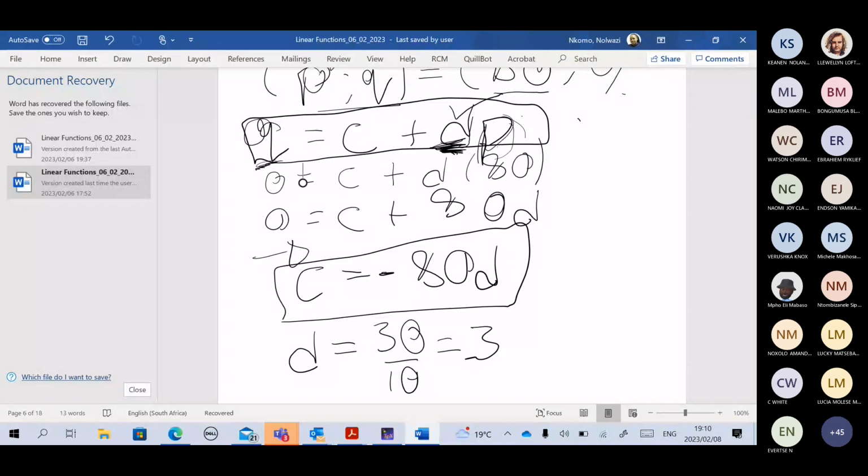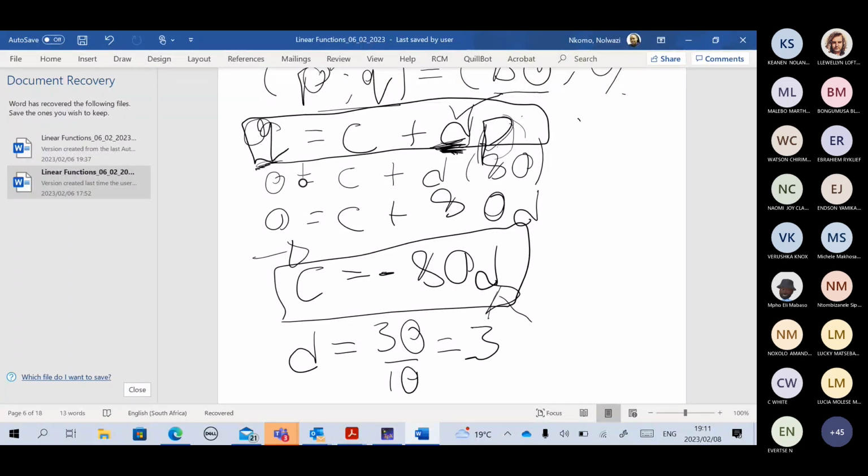Since this is the relation between these two, it will give us the relation between the price and the demand, right? Because it's 80:10, and the ratio of these two will give us 3, and 3 will be our slope in this case. Okay, so we have C is equal to minus 80D, and we have D is equal to 3. So you just have to substitute D here to find the value of C.